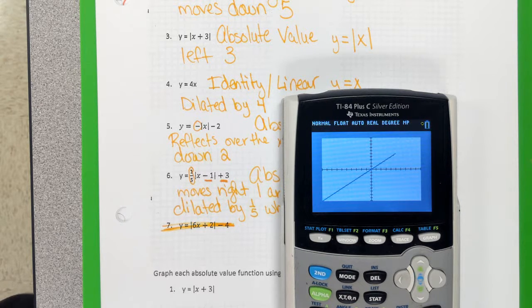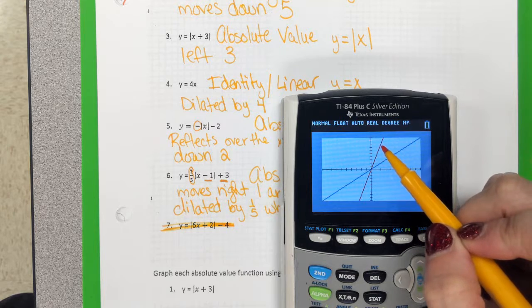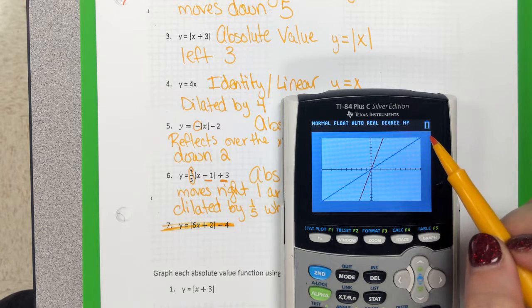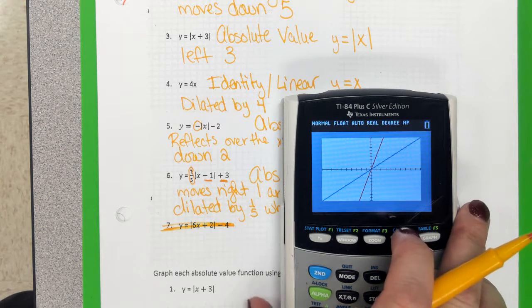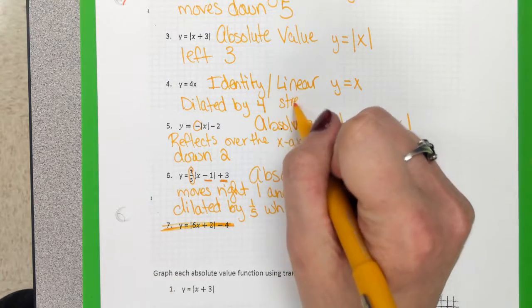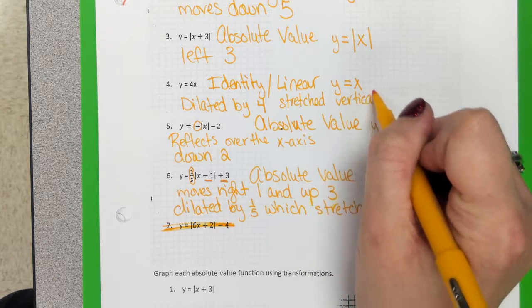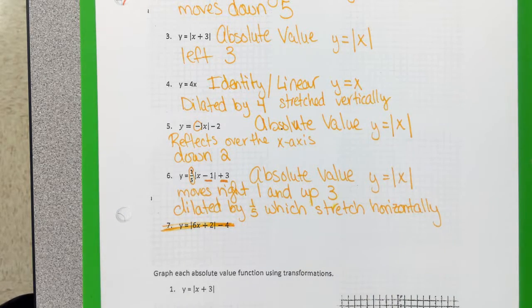That's the parent graph. That's the first one. Why is yours so small? Because I have my settings set like that. Alright, so what happened? It went from being like this, and it moved which way? Up. So it got stretched which way? Vertically. Y'all okay?